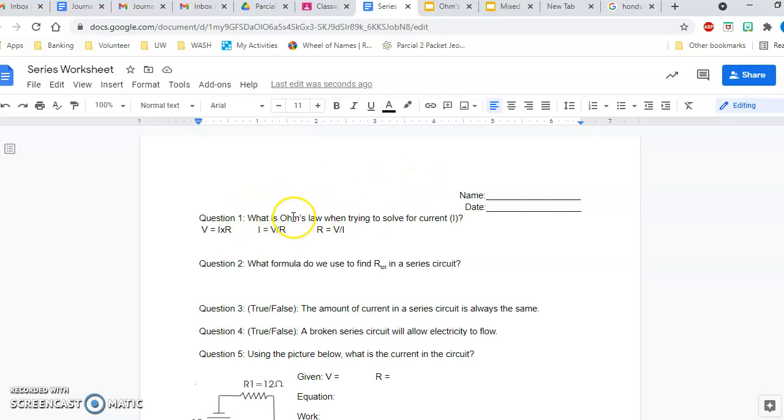Well, our question here is, what is Ohm's law when we're trying to solve for current? Well, that'll be our middle one here. So that's the one we'll be focusing on a lot today.